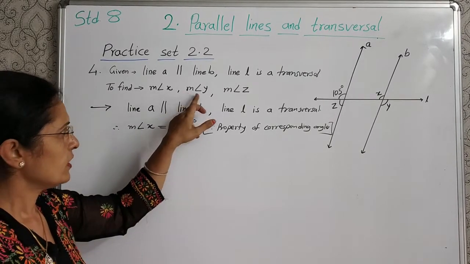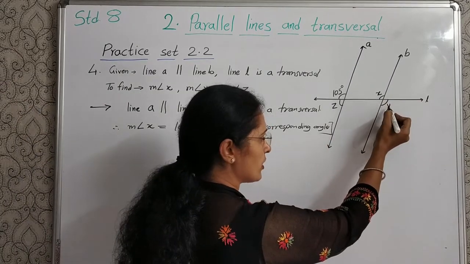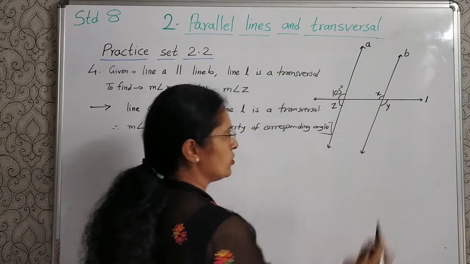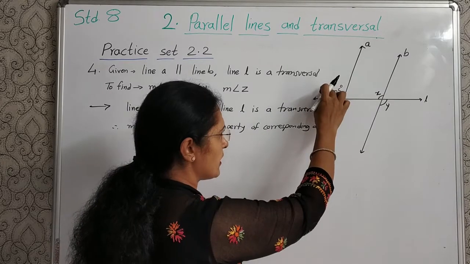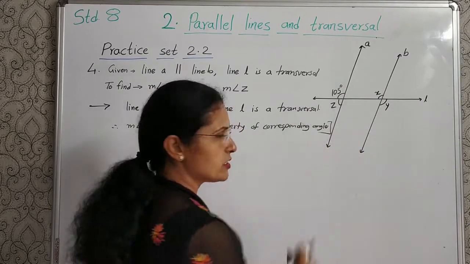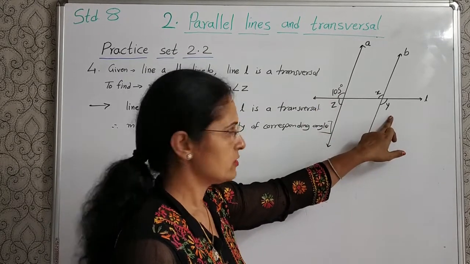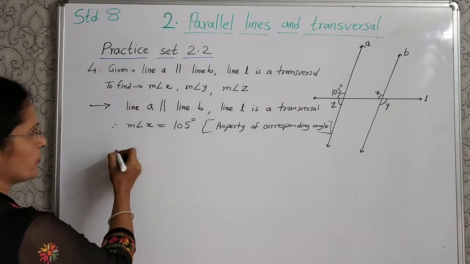Next, to find measure angle Y. Once you get this X, you can find Y also because they are vertically opposite angles, as well as you can use the property of alternate angles because this angle 105 and this angle Y are exterior alternate angles. So we can use the property of alternate angles also. I'll use the property of alternate angles only.